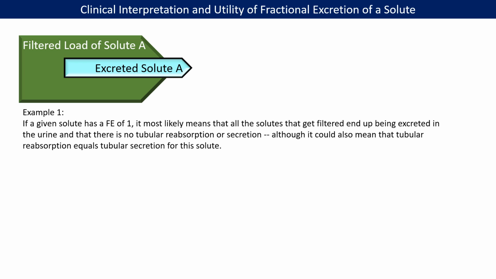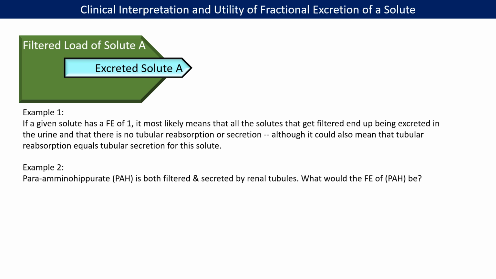So how do we interpret and use fractional excretion of a solute? Example 1. If a given solute has a fractional excretion of 1, it most likely means that all the solute that gets filtered ends up in the urine collection, and that there is no tubular reabsorption or secretion. Although it could be argued that tubular reabsorption equals tubular secretion for this particular solute.